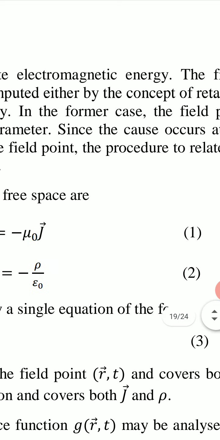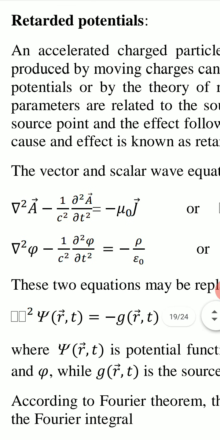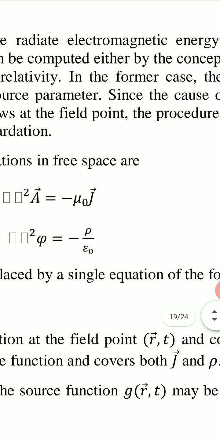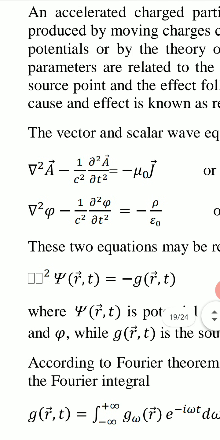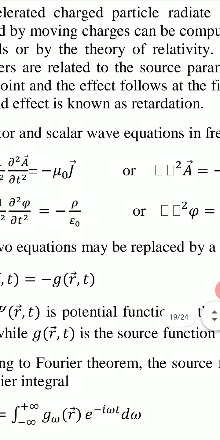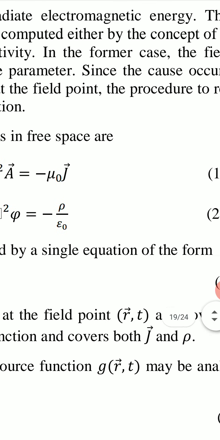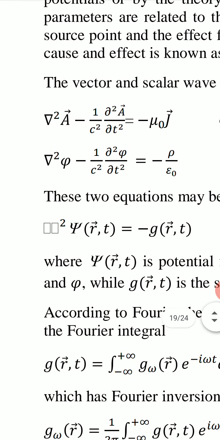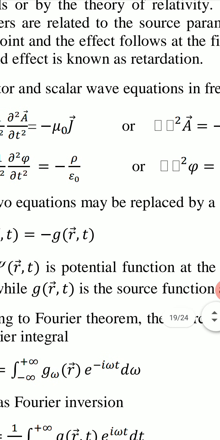In the former case, the field point parameters are related to the source parameters, since the cause occurs at the source point and the effect follows at the field point. The procedure to relate the cause and the effect is known as retardation.